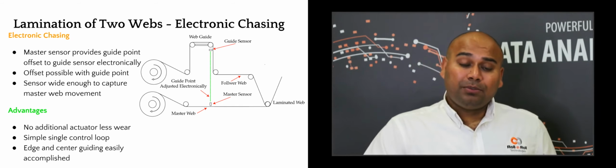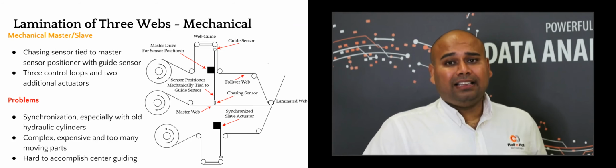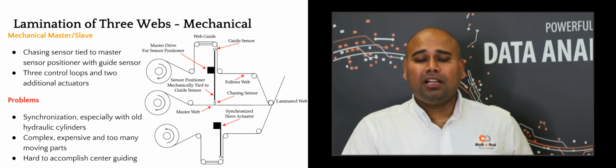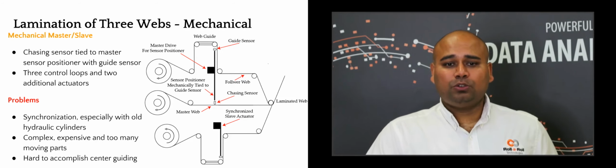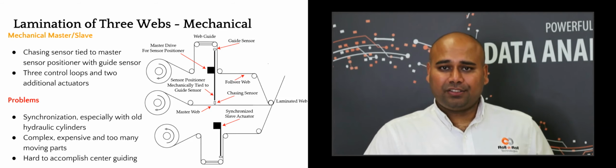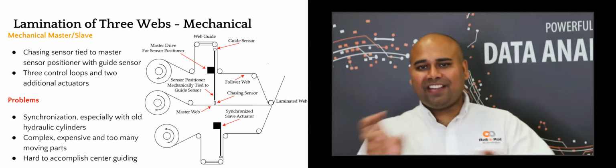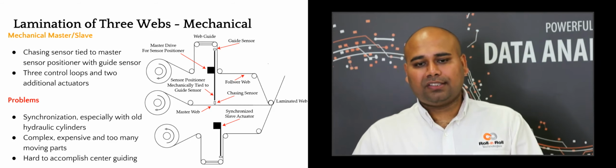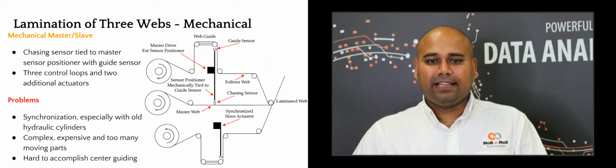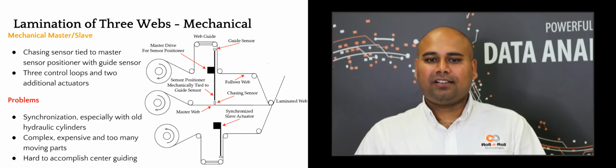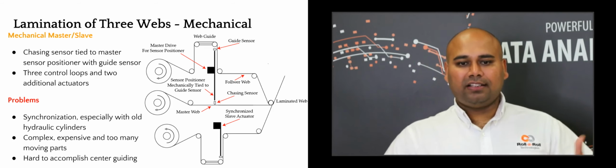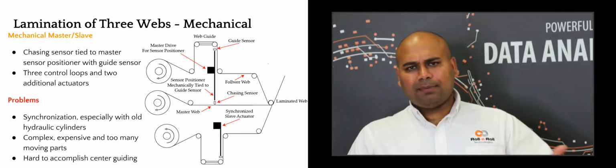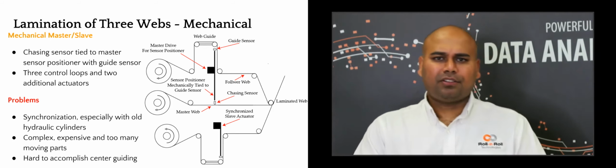If you have multiple webs, multiple layers, then we do the same thing as what we did in the previous example. The only other thing is that there are two different web guide sensors whose position needs to be varied. So this is accomplished by slaving one of those. So this is a slave actuator. And this is the master actuator that is connected to this chasing sensor that is looking at the master web. This you would see commonly in metal industries, in lamination processes.